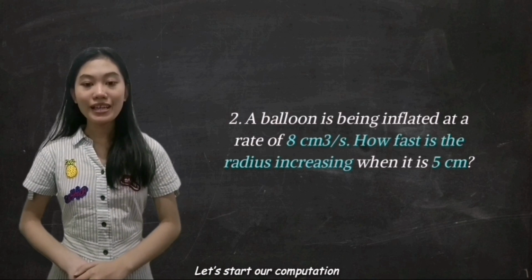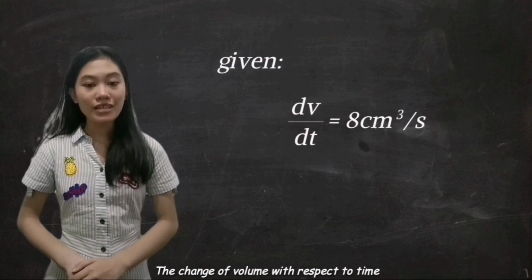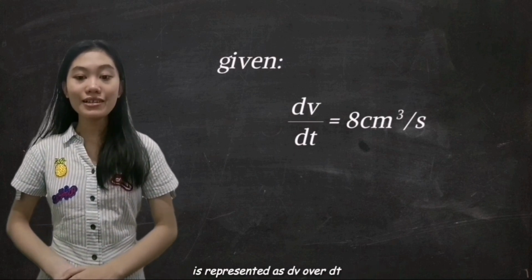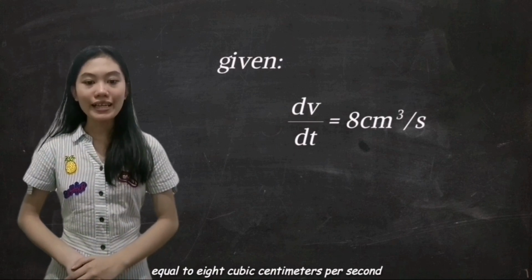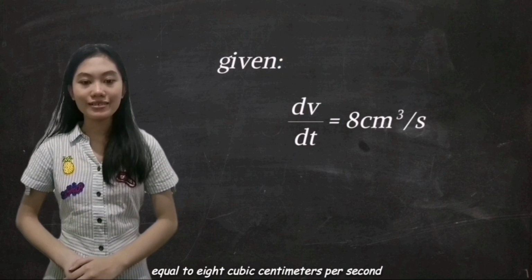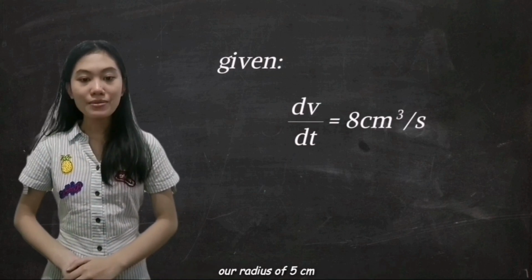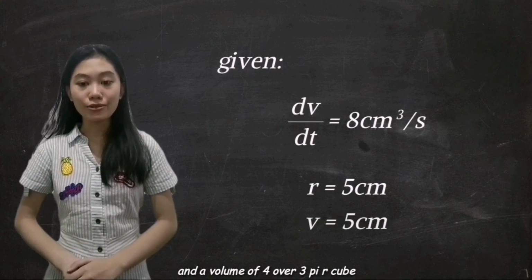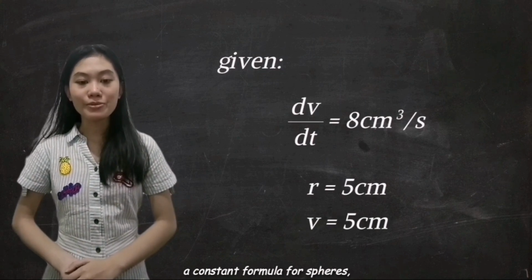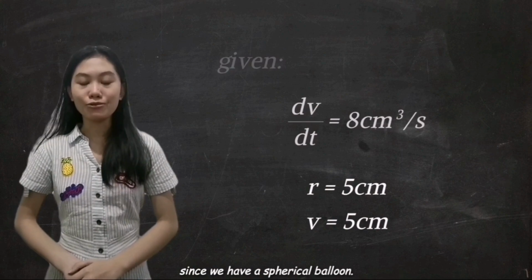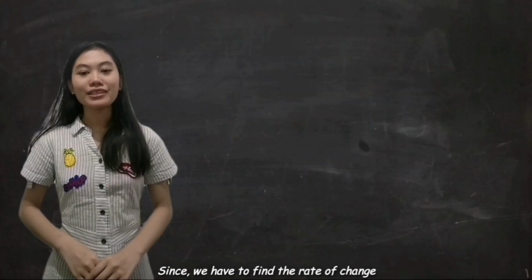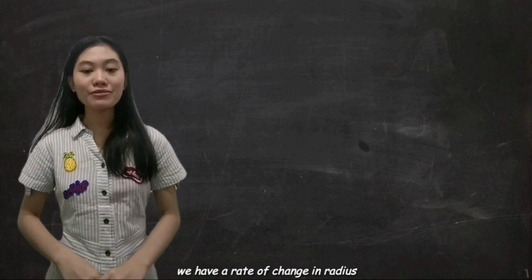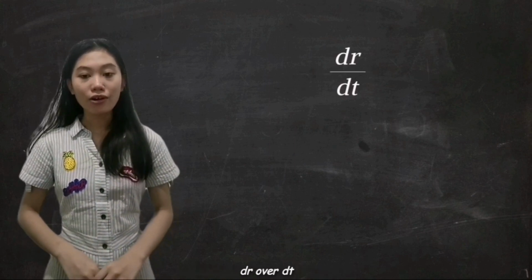Let's start our computation with the given values. The change in volume with respect to time is represented as dV over dt, equal to 8 cubic centimeters per second. Our radius is 5 centimeters, and the volume is 4 over 3 pi r cubed, a constant formula for spheres, since we have a spherical balloon. Since we have to find the rate of change in radius as it increases, we have a rate of change in radius with respect to time, dr over dt.